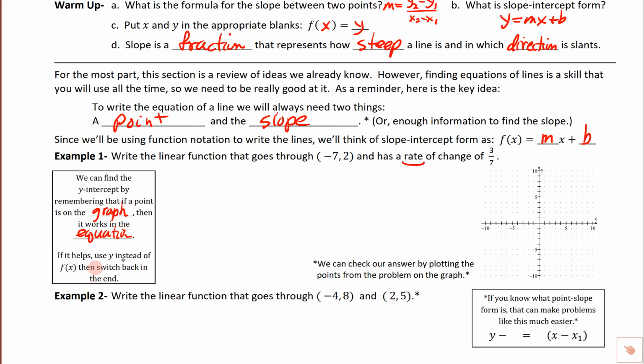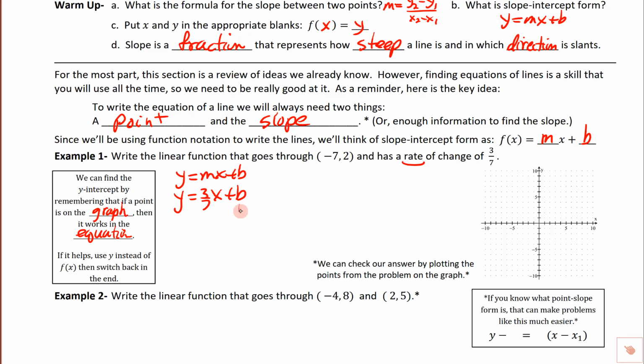If it helps, we can do it the old school way and use y equals mx plus b. And then at the end, we're going to change to function notation. We'll just replace the y with an f of x. So here's what we're going to do. We're going to write down y equals mx plus b. They told us that the rate of change, the slope, was 3/7. So we've got y equals 3/7 x plus b.